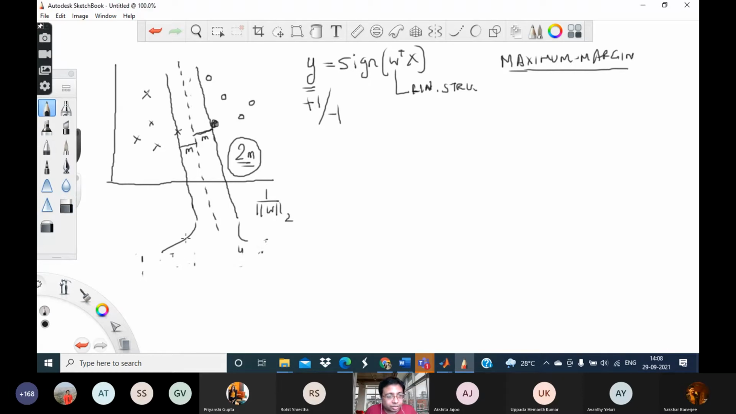So such that the equation of this one is W transpose X equal to -1, and this one is W transpose X equal to +1, and in between the two of them lies W transpose X equal to 0. So in such a situation we saw that the margin is given by 1 by the L2 norm of W. So this is the margin which I have to maximize.